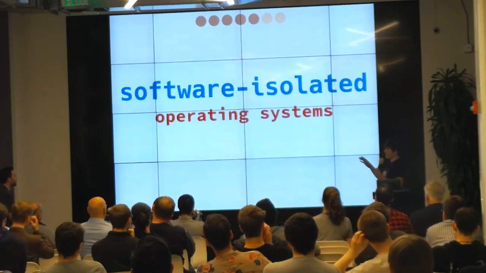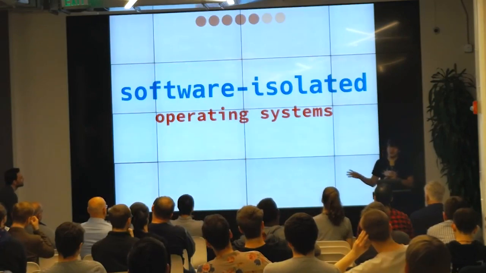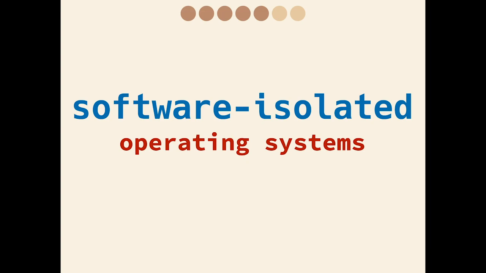All right, so the other design, and this is not a classic operating system, and it really doesn't fit into the other two categories either. It's a software isolated operating system, or I call it a software isolated operating system. It has many names, many forms. There's been a couple of them. Probably the best well-known one is Singularity OS.